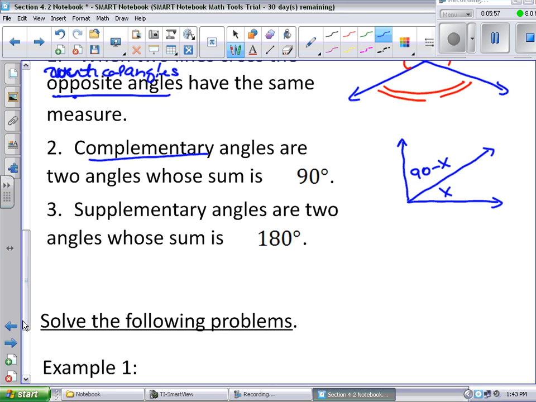Supplementary angles are two angles whose sum is 180. A straight line is 180 degrees. So if you have two angles, one of them will be called x, the other one will be called 180 minus x.